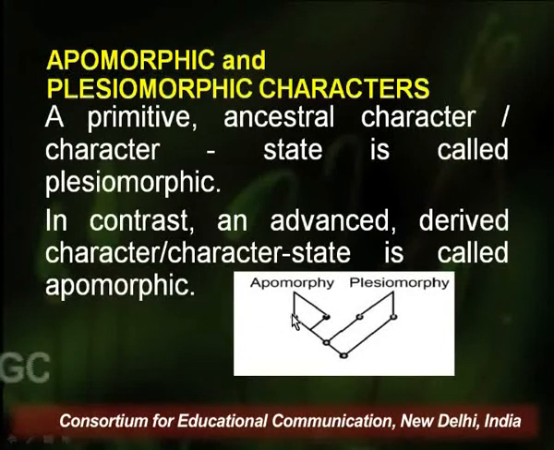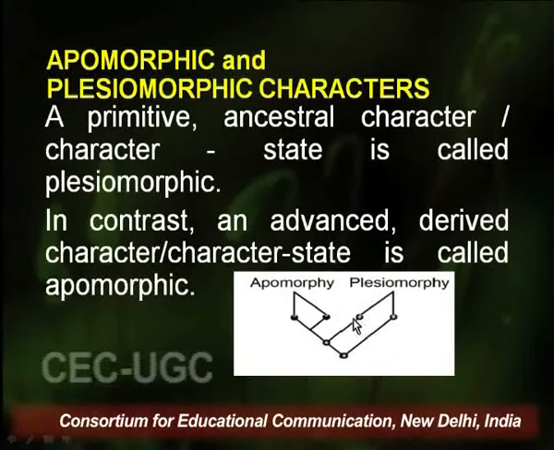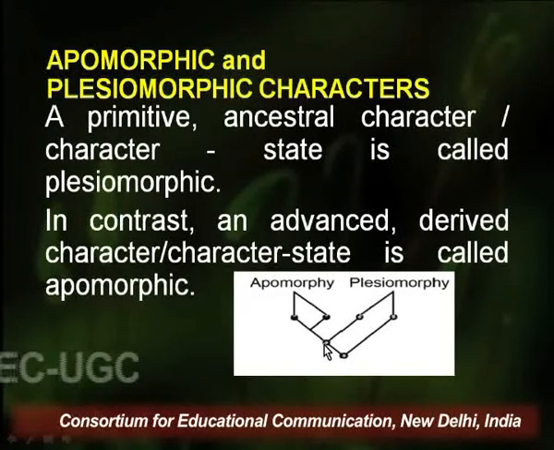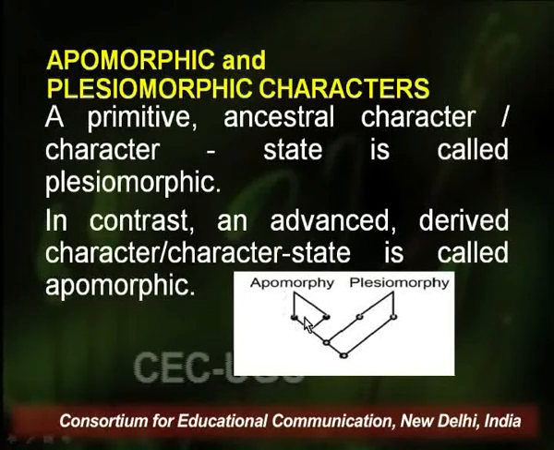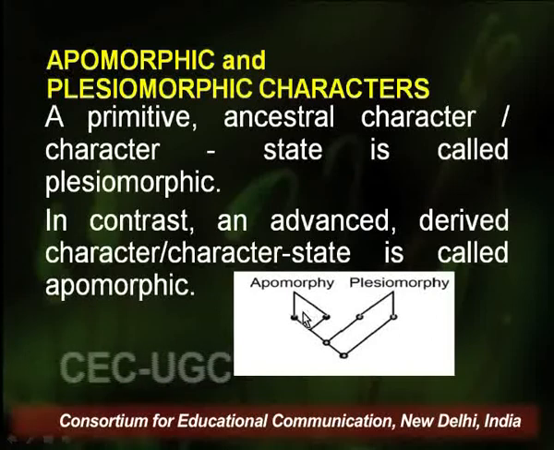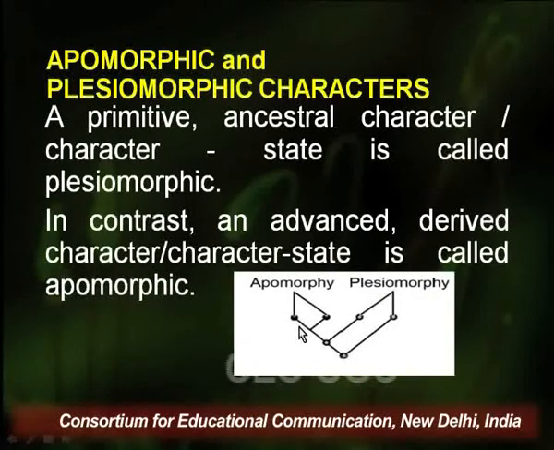You can see the solid, and here there are the hollow circles. So these solids represent that the character is the derived one. We can see that the recent ancestors have different character states, whereas the latest ones have the derived character. This condition is known as apomorphy. These characters are called apomorphic characters or the derived characters.